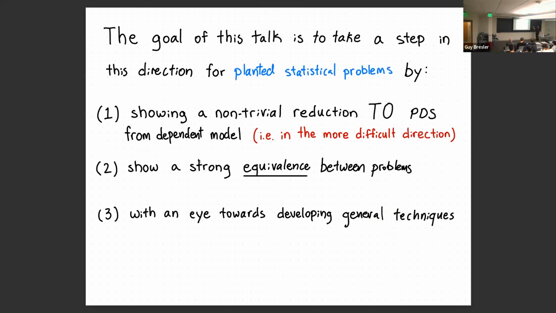Okay, so the goal in this talk is to show a non-trivial reduction that removes dependence. We're going to actually end up with strong equivalence between problems. And of course, the eye here is towards developing general techniques that are broadly applicable and advance our way of doing this whole business.